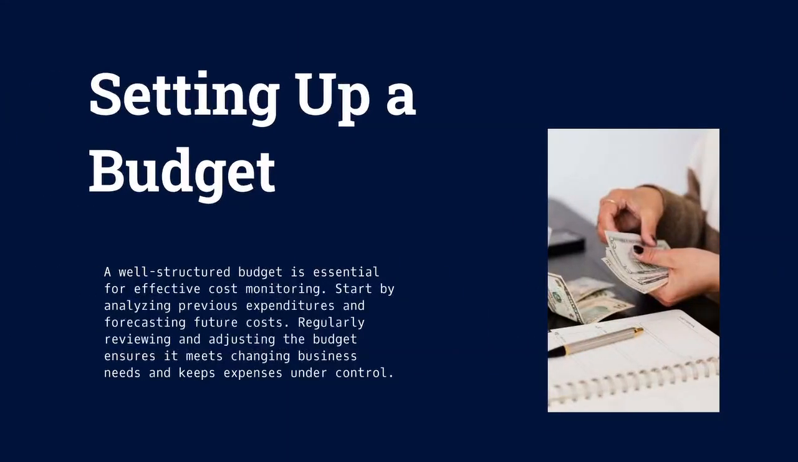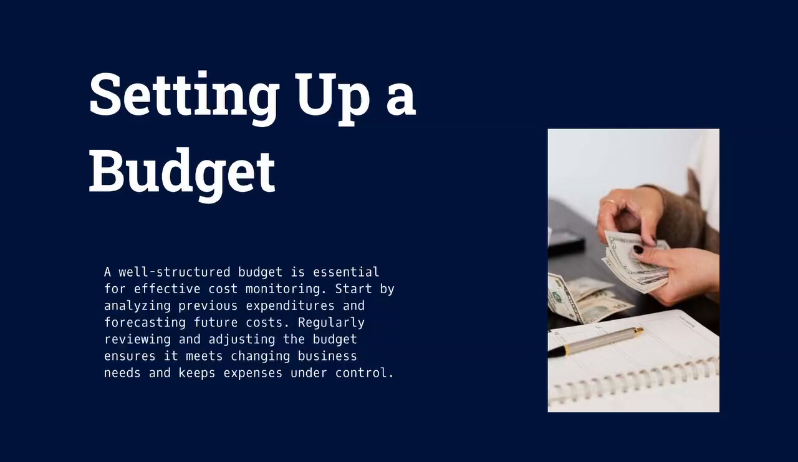Setting up a budget. So now that you have tracked your expenses and you know how much money you are spending in each category, and you have all the categories, you can set up a budget. So a well-structured budget is essential for effective cost monitoring. So when we talk about budget, we are talking about a forecast. So we're talking about allocating money to specific categories.